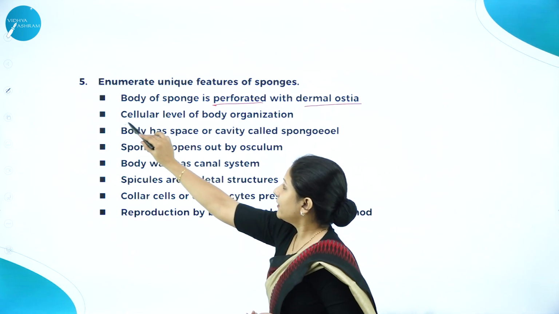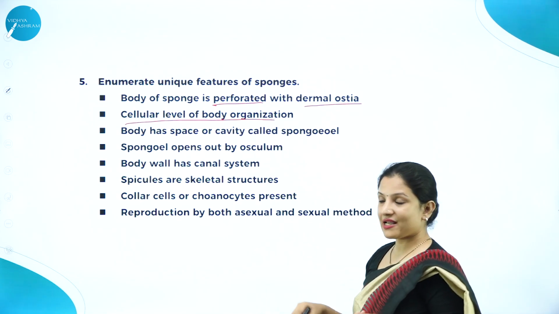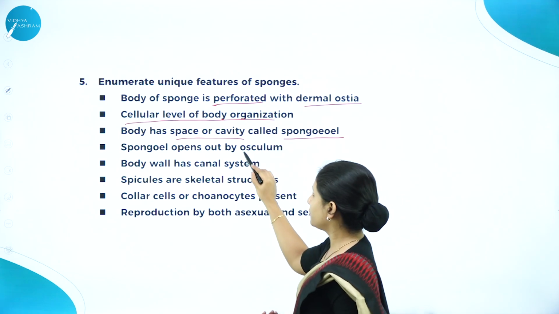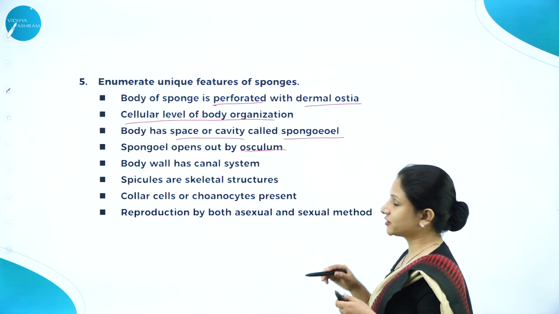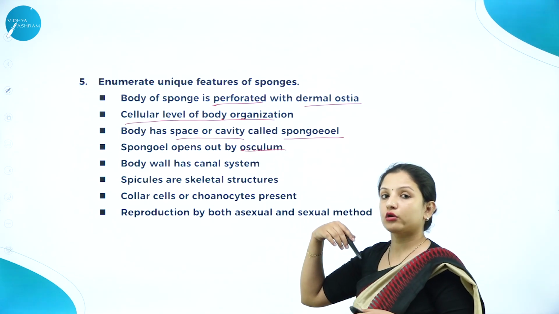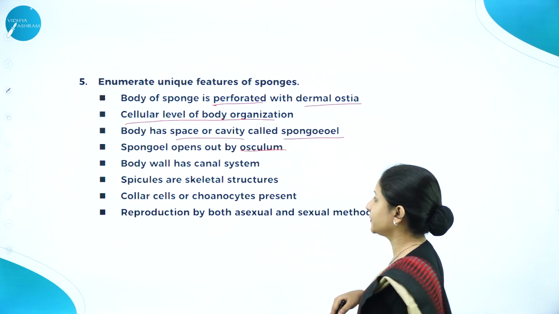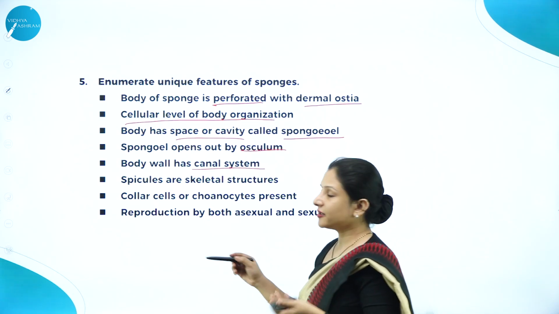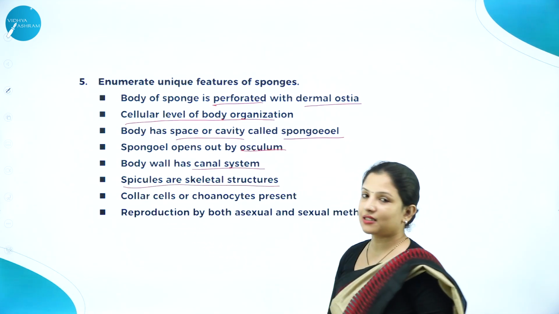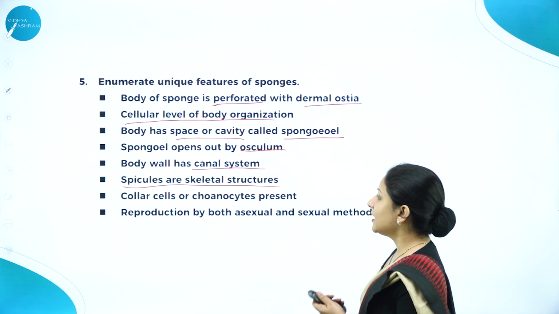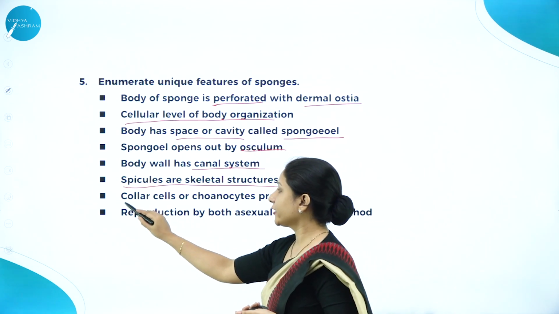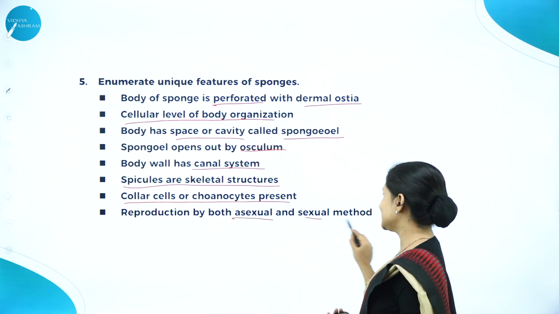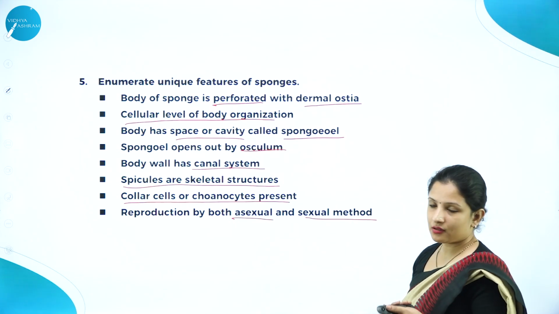And they have a cellular level of body organization. The body has a space or cavity which is called spongocele. Spongocele opens out by the osculum, which acts like a mouth, or for the water to go out of the body, the osculum is present. And the body wall has a canal system, and the entire body of the sponge is covered by a skeletal structure called spicules, and the canal system is lined by collar cells or choanocytes, and reproduction can be both asexual and sexual methods. These points you can write for this.